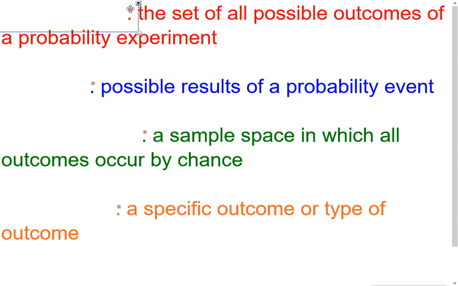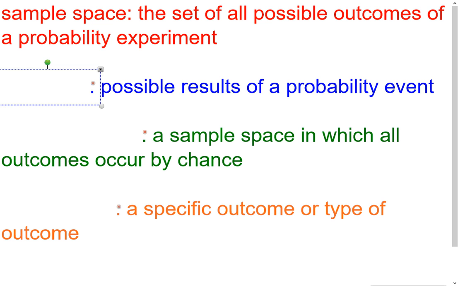This first one, talking about the set of all possible outcomes of a probability experiment, is referred to as the sample space. So that's all the different things that could happen in our little experiment. The next one is called an outcome, or outcomes, so the possible results. And we'll talk about those different outcomes in the next problems that we're going to look at.